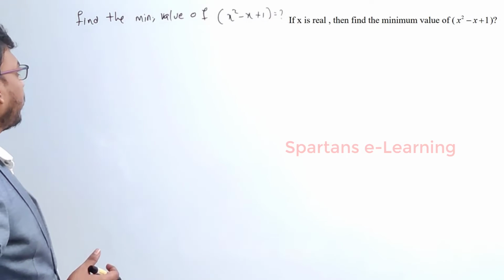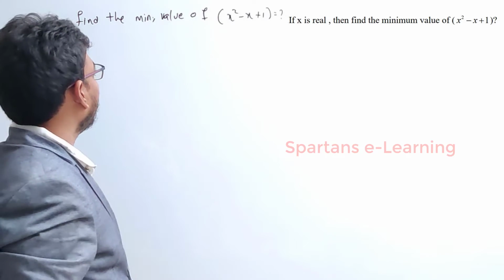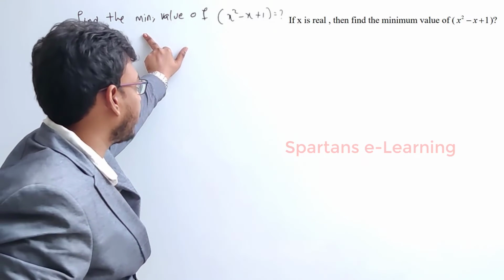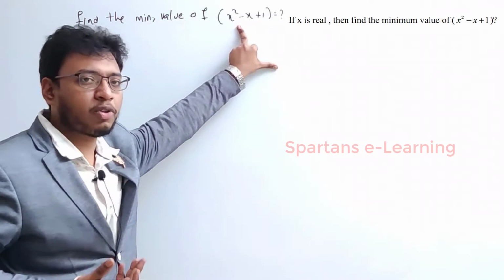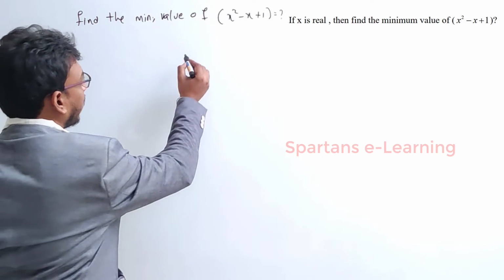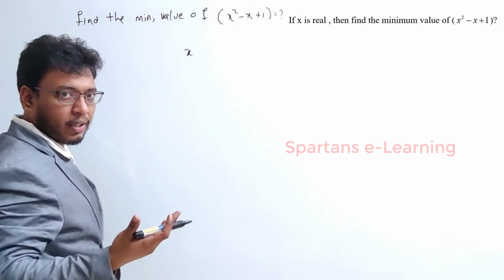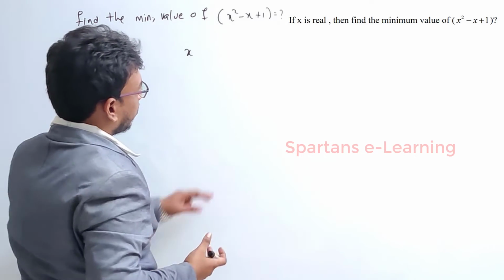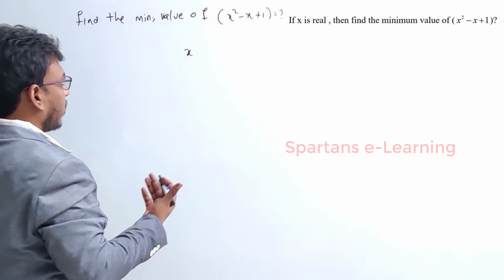Our next question is, find the minimum value of x square minus x plus 1, right? You have to find the minimum value of this function. So how will you do? Are you able to write this in terms of perfect square? I'll show you that method as well. So first of all, let us decode this. Will you be able to write this as a perfect square? So you have to try that, right?